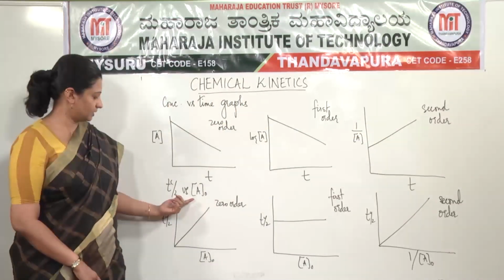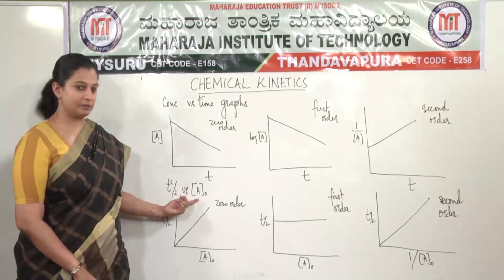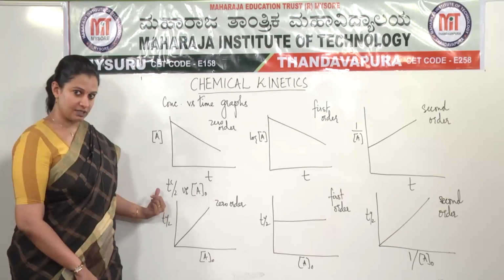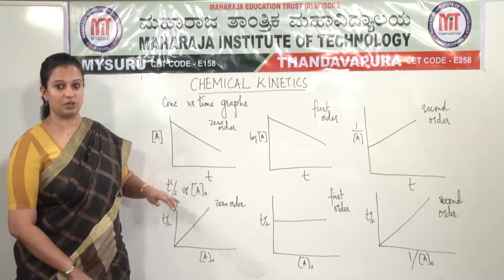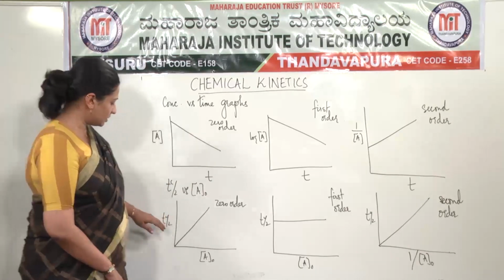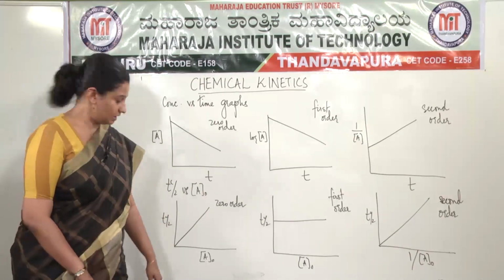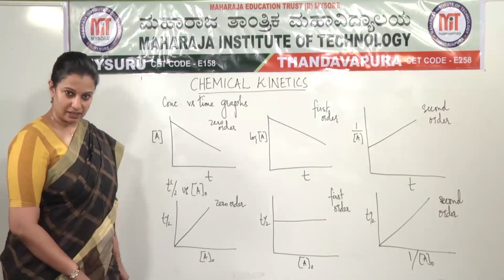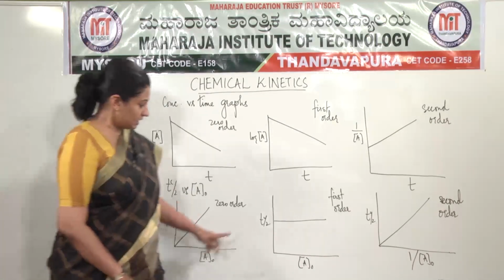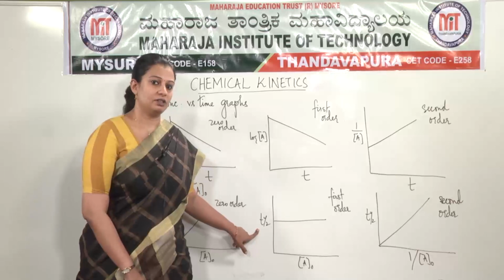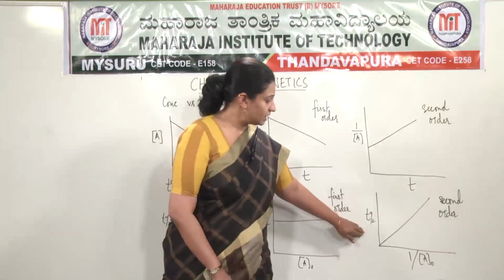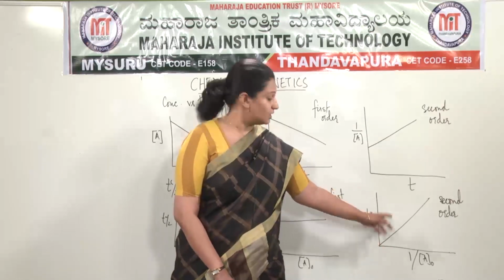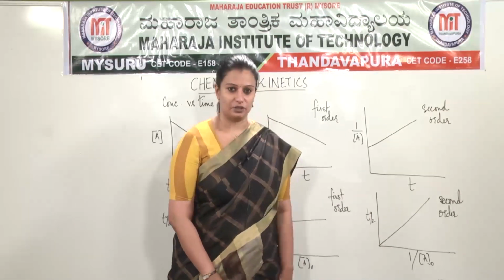And then next one that we have is half-life period. Half-life period indicated as t half. So t half versus A naught. A naught is the initial concentration of the reactant. So if you are plotting t half against A naught, for zero order reaction it will be directly proportional, so your graph will be this way. t half is independent of A naught for a first order reaction, so it does not change, it is straight. And you have t half against 1 by A naught. So if it is 1 by A naught, that is for a second order reaction.